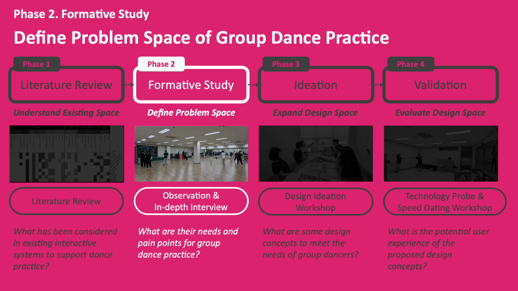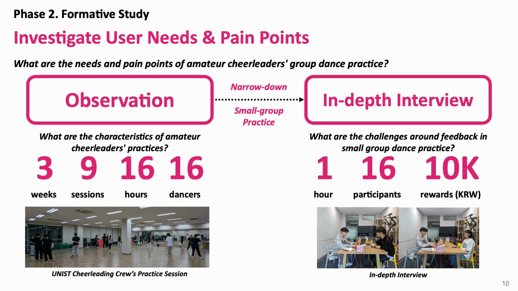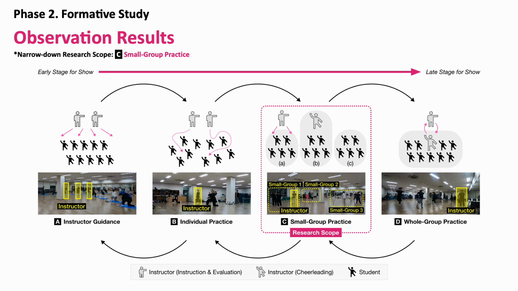In the second phase, we conducted a formative study to understand user needs and pain points in real group dance practice contexts. We observed UNIST cheerleading crews' practice sessions over 3 weeks and conducted in-depth interviews with 16 participants. We focused on small group practice scenarios. We found that practice often happens in small groups. Instructors can't always help everyone, so dancers struggle to know when and how to correct their movements. So we narrowed down our research scope to small group practice.